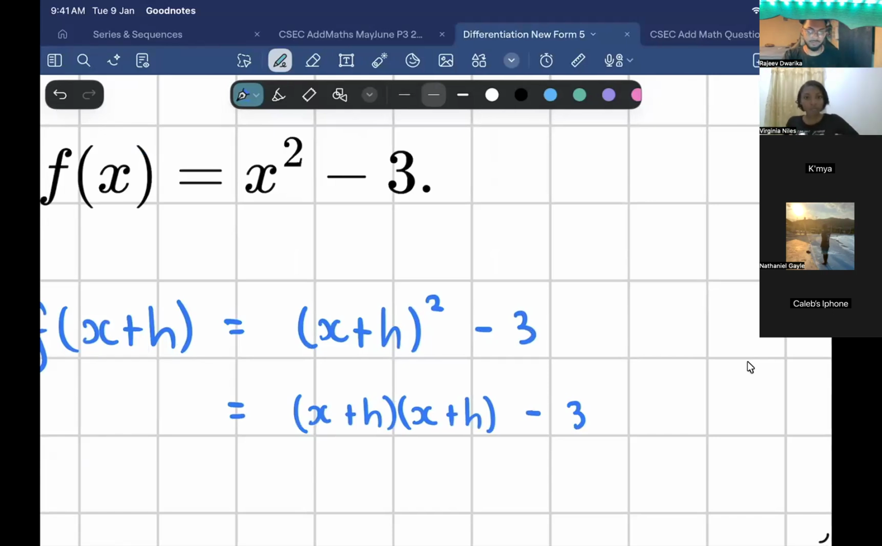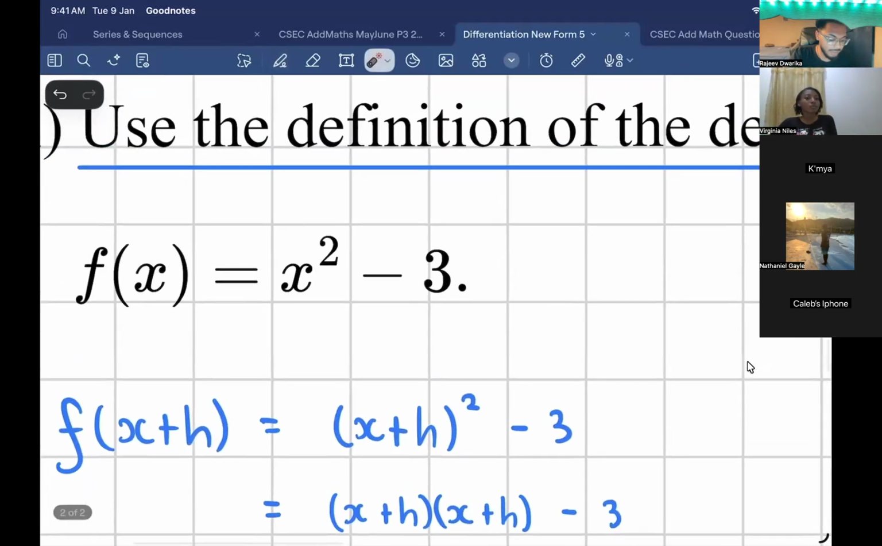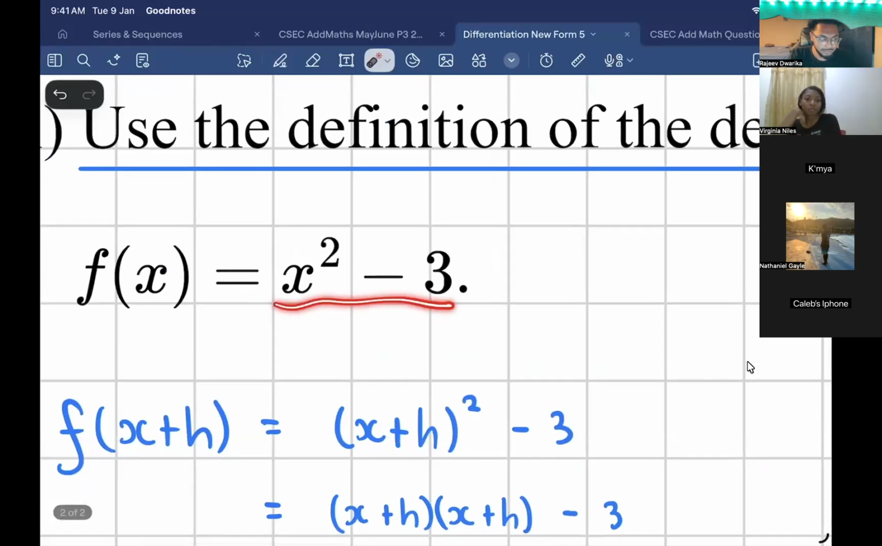Excuse me, sir. Yes, Kamaya. When I was doing it, I put a 0 outside the bracket, because it does have a gradient, or will it be 1? We don't know what the gradient is. Okay, Kamaya, this is a good point to bring up. Is this a linear function?